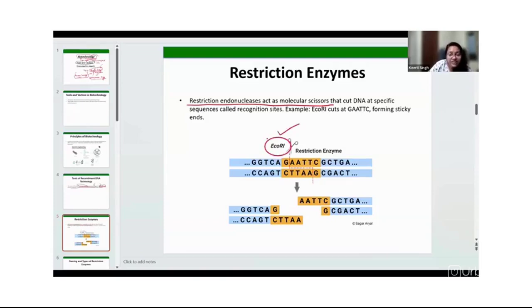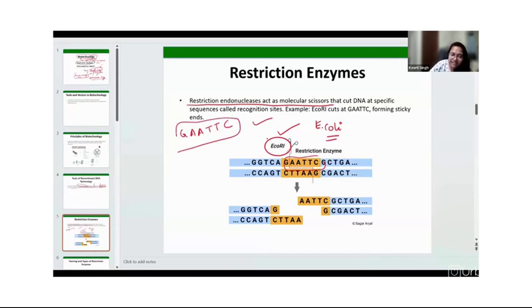This EcoR1 restriction enzyme is extracted from the bacteria E. coli, Escherichia coli, right? What will it do? This will act as a scissor. This will cut the DNA. But there is a condition. It will not cut the DNA randomly. It will cut the DNA only where this sequence is present: G A A T T C.